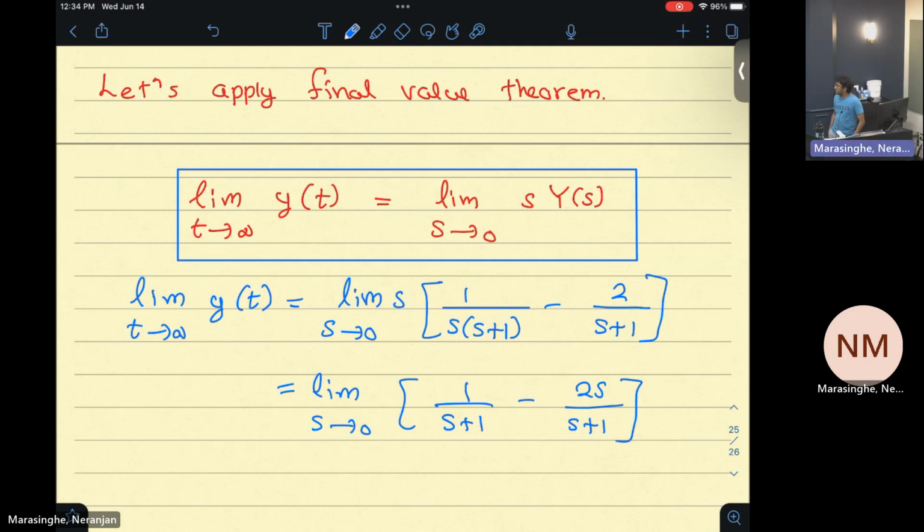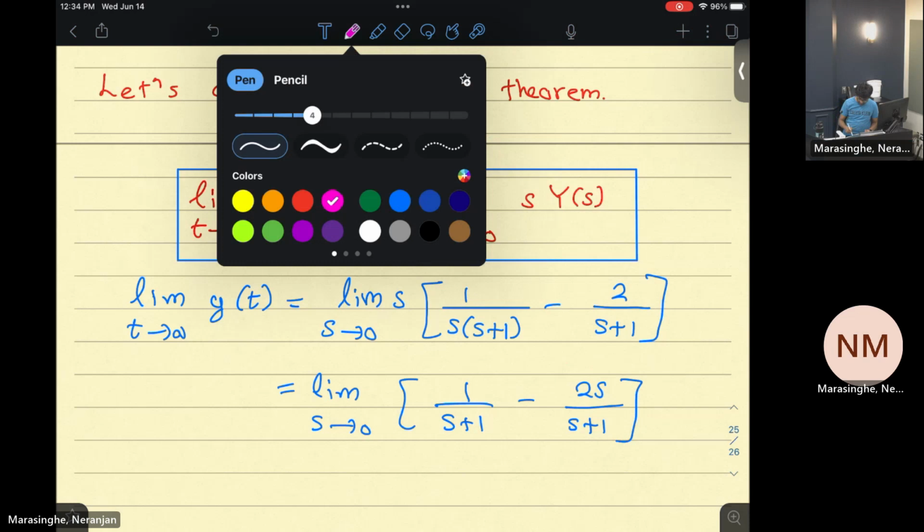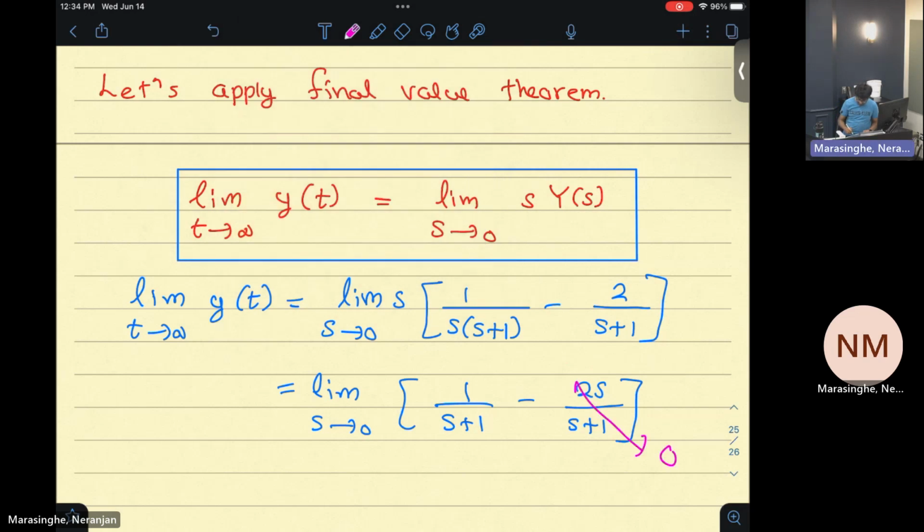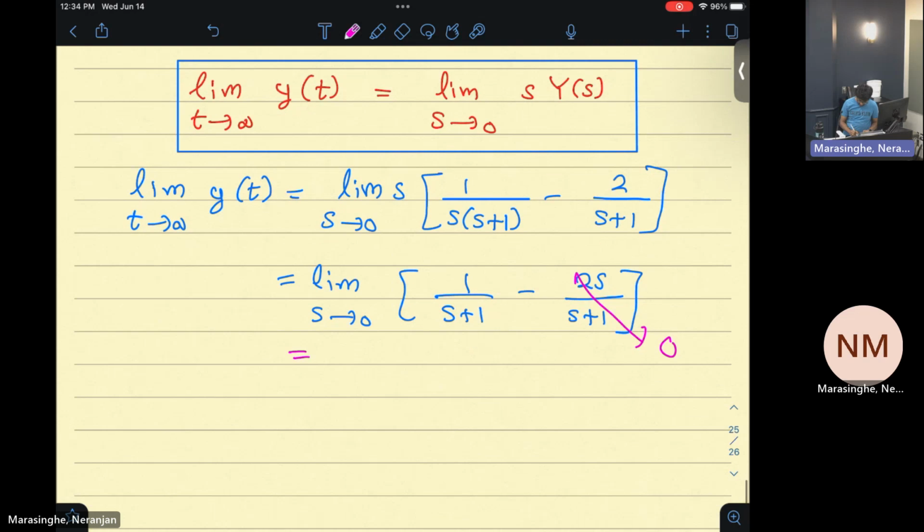Yeah, it would be 1, right? Because the second term would go to 0 when s goes to 0, and the first term would become 1. So we would get 1. So we have some stability in this system, right? When t is getting bigger and bigger, y(t) would not grow, it reaches 1. Any questions so far?